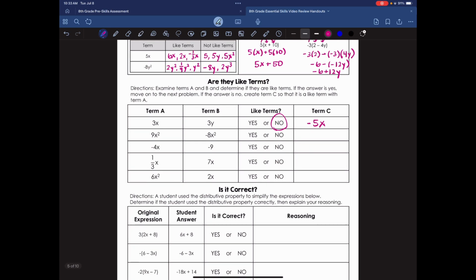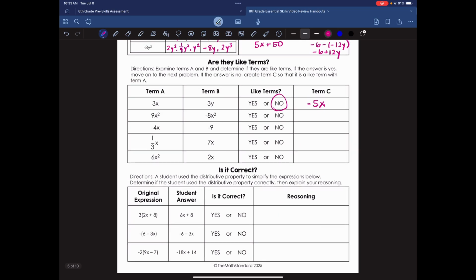So I'm going to go ahead and skip down here to the section that says, is it correct? A student used the distributive property to simplify the expressions below. Determine if the student used the distributive property correctly, then explain your reasoning. So if I look at the first one, my original expression was 3 times 2x plus 8, and the student got 6x plus 8. So anytime I'm really looking for an error, I like to just work the problem out myself and then compare. So in this case, I would multiply the 3 times the 2x and the 3 times the 8. 3 times 2 would get me 6x, and 3 times 8 would get me 24.